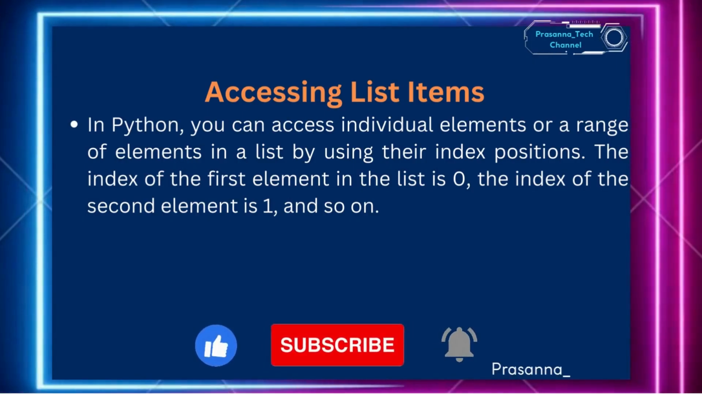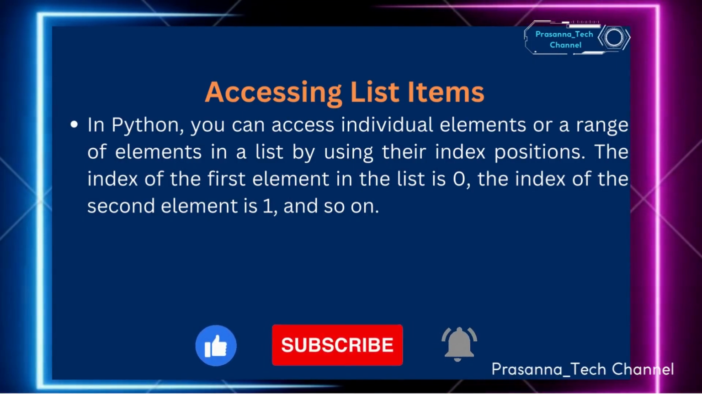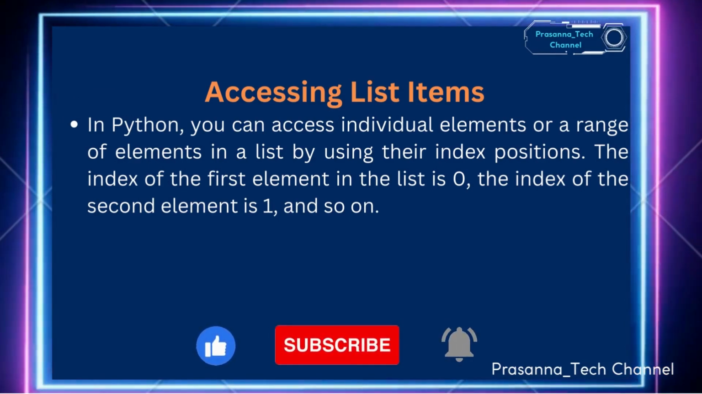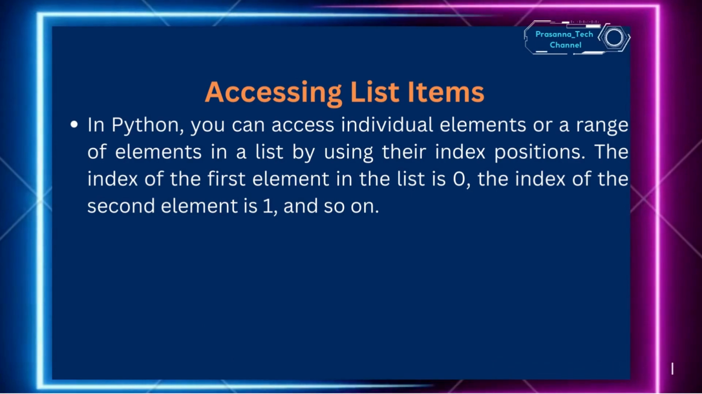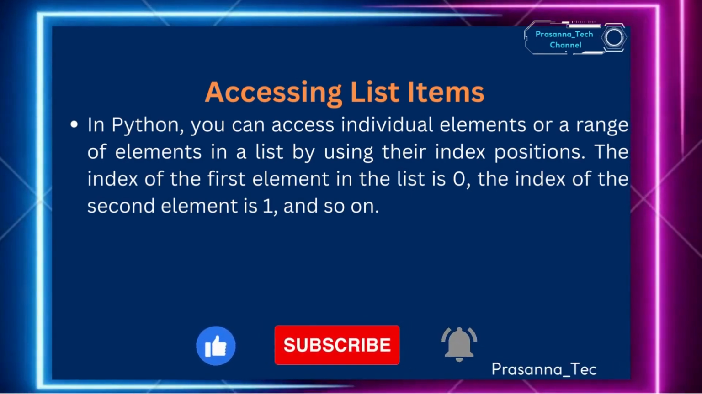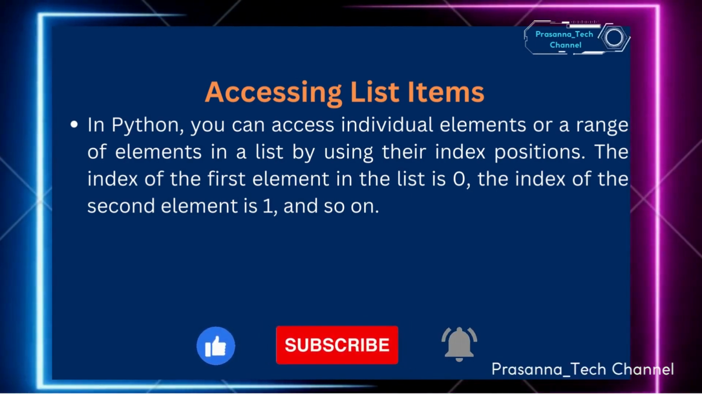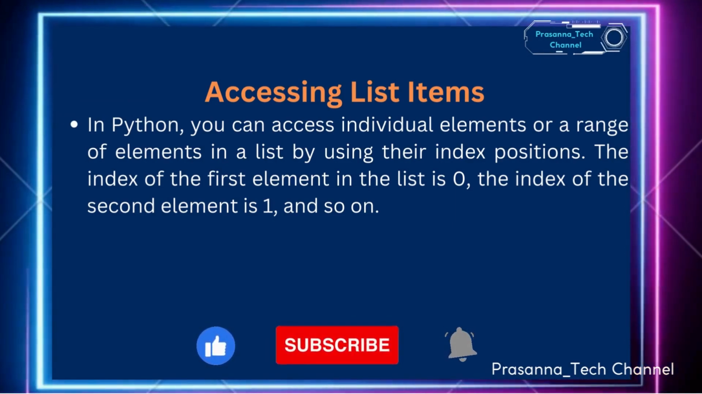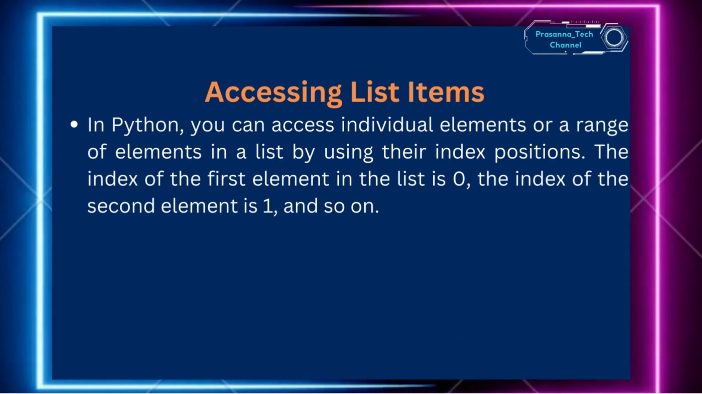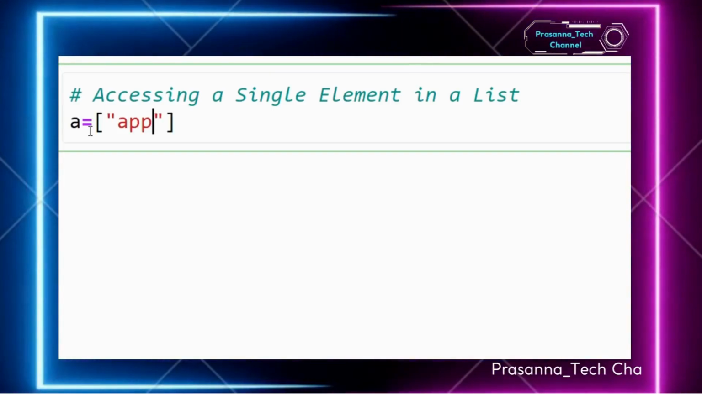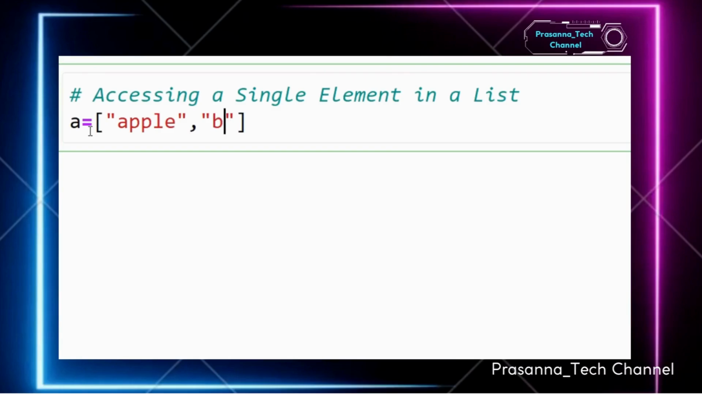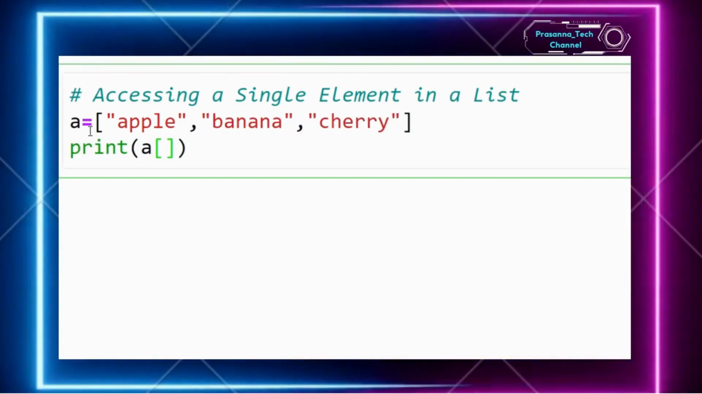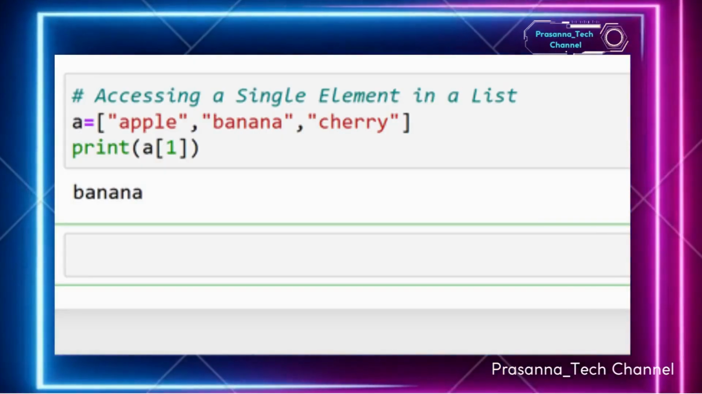Accessing list items. In Python, you can access individual elements or a range of elements in a list by using their index positions. The index of the first element in the list is 0. The index of the second position is 1, and so on. Let's take an example. Accessing a single element in a list. Example, A equals to apple, banana, cherry. Print A, index 1 position, that is banana.